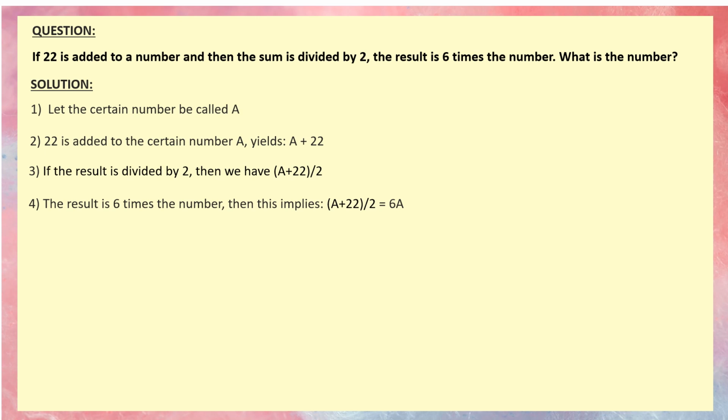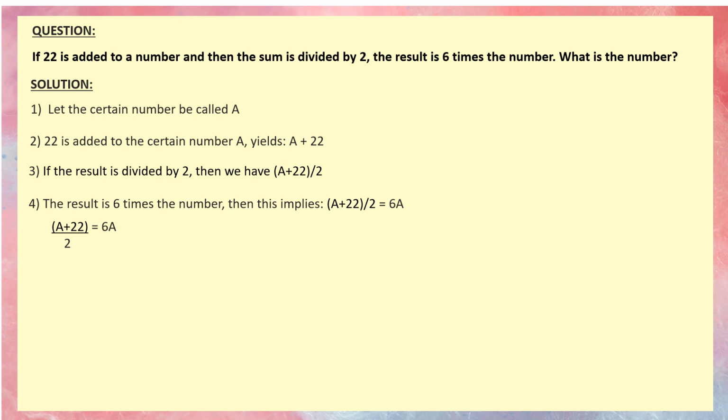And that's represented by number 4. The result is 6 times the number. What is the result? The result we have in number 3 is A plus 22 over 2. And this is equal to 6 times the number. And what's the number? A. So A plus 22 divided by 2 is equal to 6A. Now, how do we solve this equation?